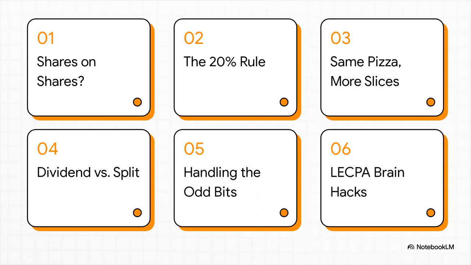All right, so here's our game plan for today. We're going to start with, what exactly are share dividends. Then we'll hit the super important 20% rule. After that, I've got a simple pizza analogy to help you get share splits. We'll put them head to head, and then I'll arm you with some killer brain hacks to make sure this stuff sticks for the LECPA.